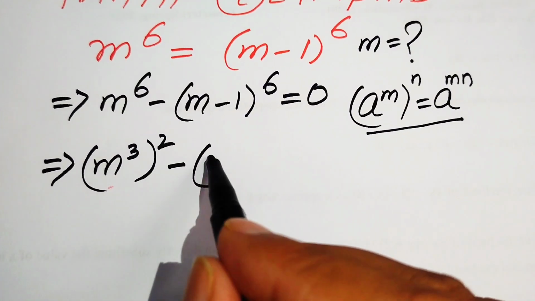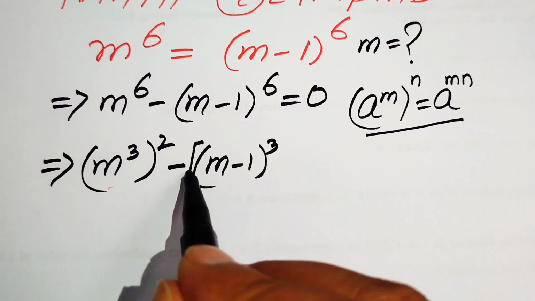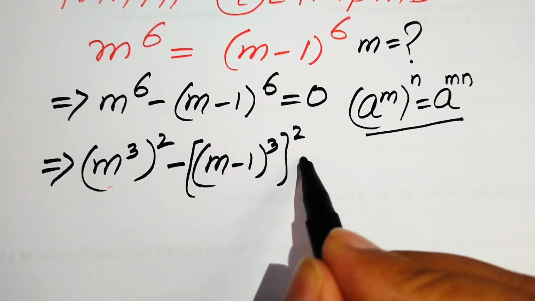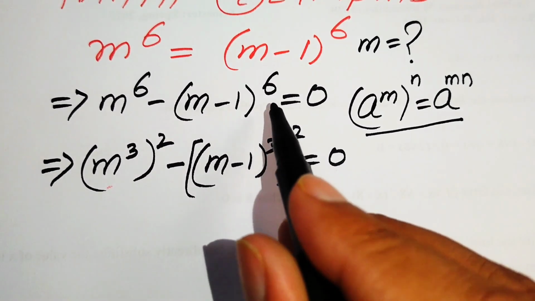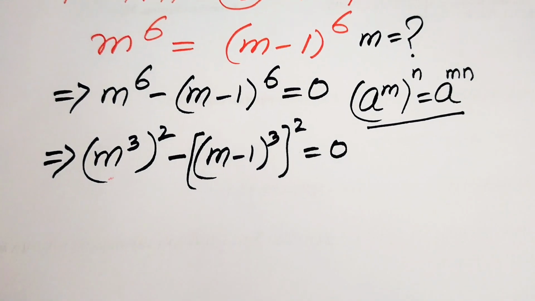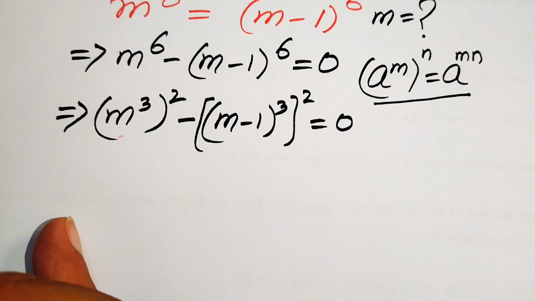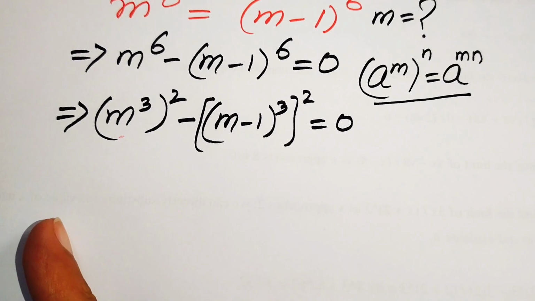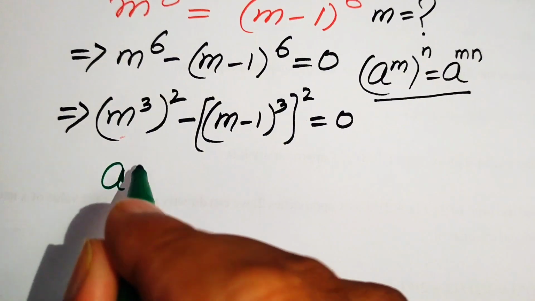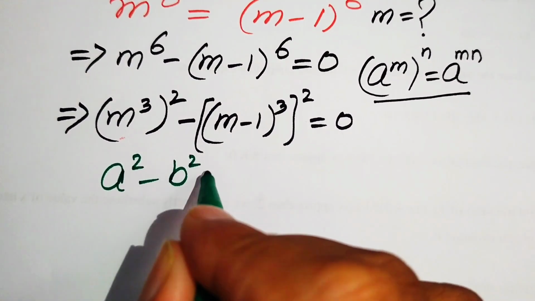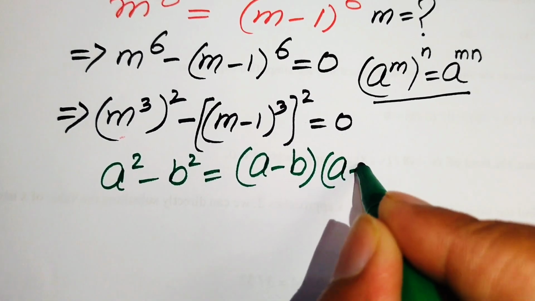Similarly, we write this expression as ((m minus 1) whole cubed) whole power 2 equals 0. These exponents multiplied give 6. Now we use the nice square identity. If we have a square minus b square, it equals (a minus b) times (a plus b).